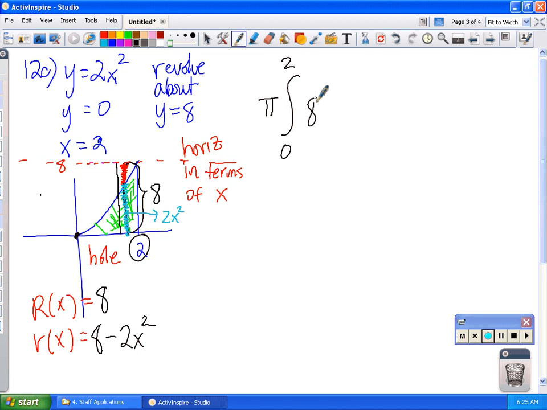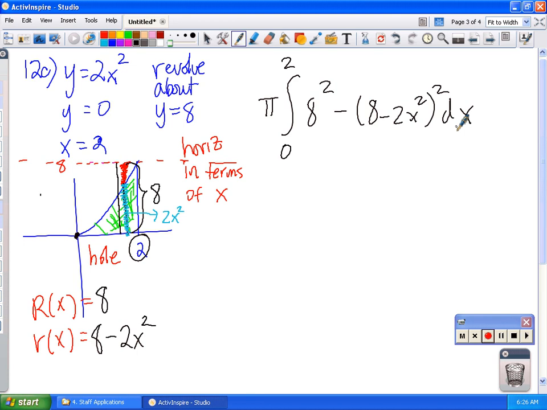Big R is 8, and we square it, minus little r, 8 minus 2x squared, squared, dx. From there, you do your algebra and your arithmetic and your antidifferentiation and find the answer.